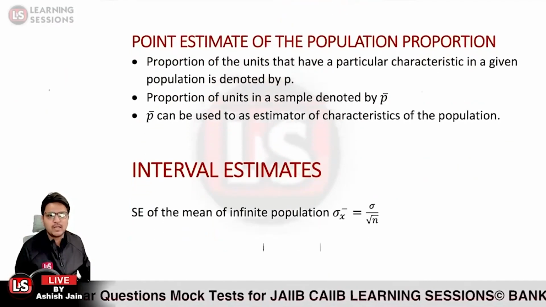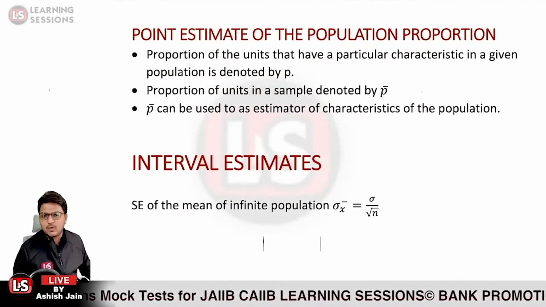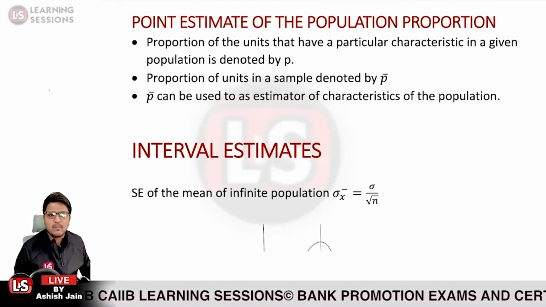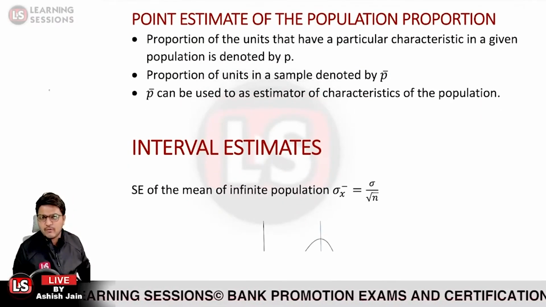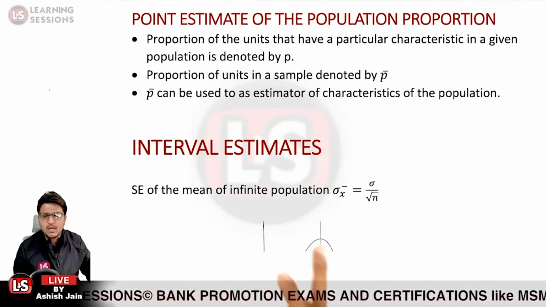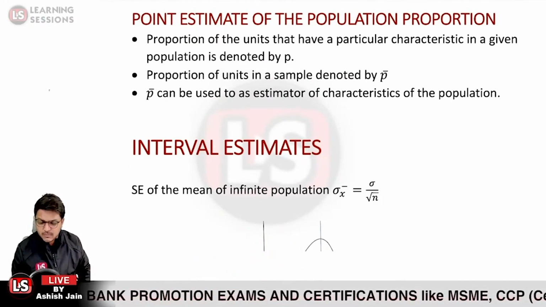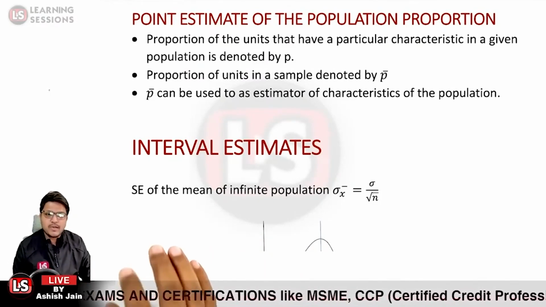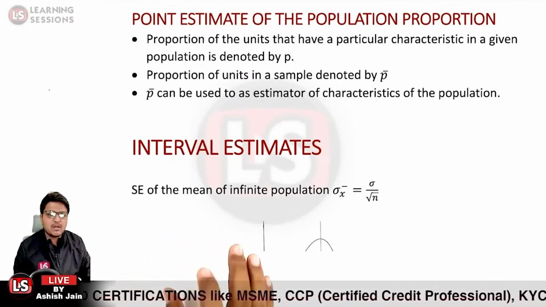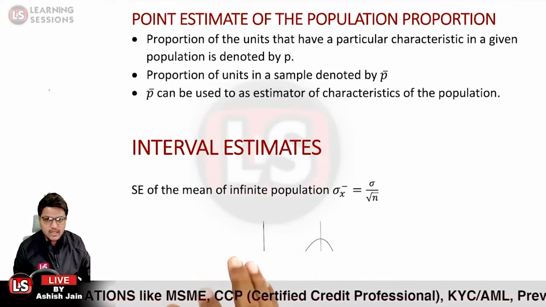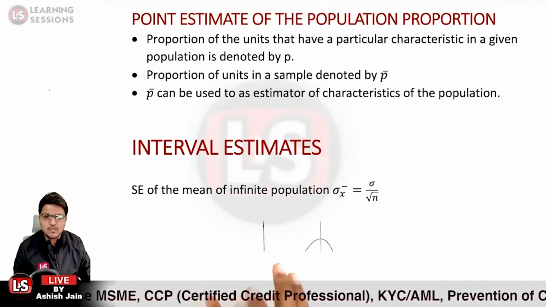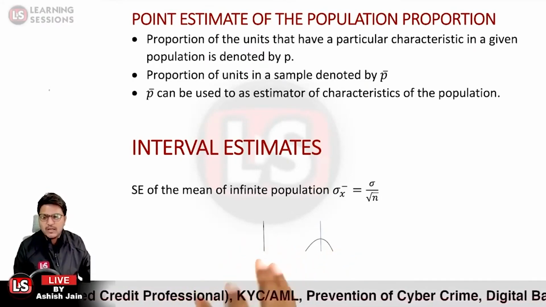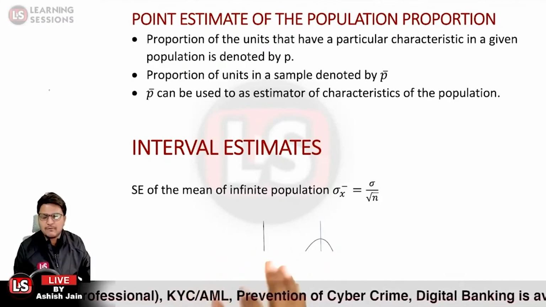Further, it is related to the interval estimate, and it's quite important. We have already gone through the concepts, because you have already covered that particular concept, but you definitely need to look into it further. It's related to the standard error of the mean of the infinite population. We have already covered where we'll be using the population multiplier and where we will not be using it.